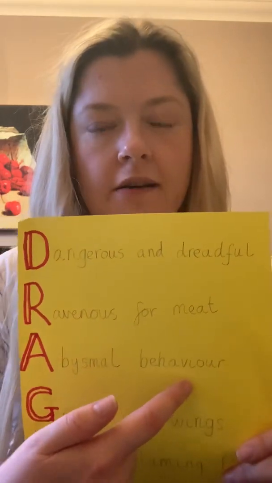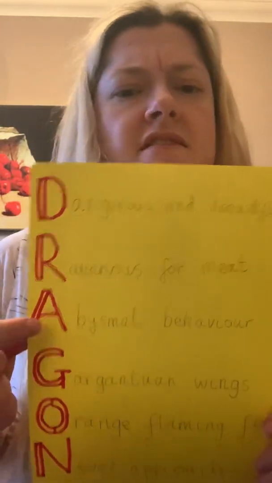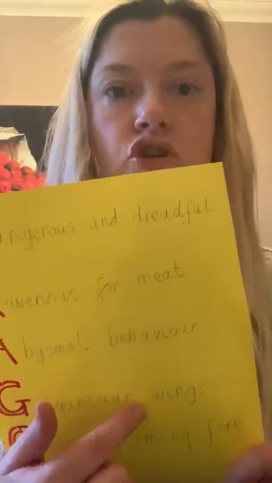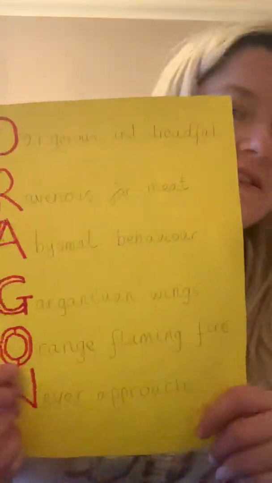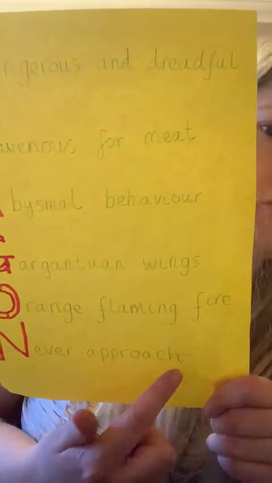So far, dangerous and dreadful, ravenous for meat. Abysmal behaviour. Oh, if you had abysmal behaviour, I would be asking you to move your name down on our behaviour chart. Abysmal is not very good at all. So my dragon has abysmal behaviour. Can you see that starts with an A? Abysmal. And then for G I've said gargantuan wings. Oh, gargantuan. That's a word for really, really big. So for a big dragon. And for O I've said orange flaming fire. Why would I write about fire? Oh yes, because a dragon breathes fire out of its mouth. And then for N I've said never approach.